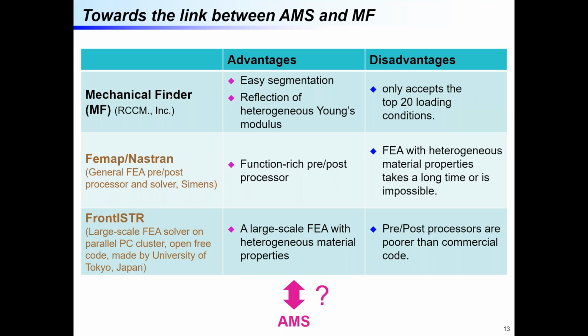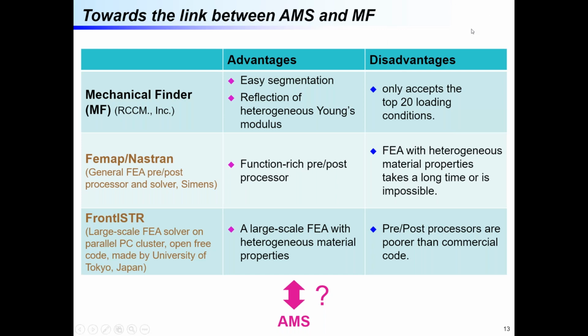The advantages of Mechanical Finder are easy segmentation and reflection of heterogeneous Young's modulus, but it only accepts the top 20 loading conditions. FEMAP is a function-rich pre-post processor, but FEA with heterogeneous material properties takes a long time or sometimes is impossible. FrontISTR can perform a large-scale FEA with heterogeneous material properties, but its pre-post processors are a little bit poorer than commercial code. So the question is, how do we link these software packages and the AnyBody modeling system?